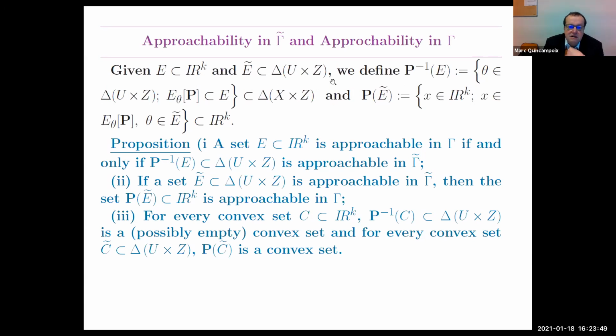Conversely, if I have E tilde a set of probability measures, I can define P of E tilde, the set of X in Rk such that X belongs to the expectation of the map P for every theta, when theta describes E tilde. So this map can associate to a set in delta U times Z, a convex set in Rk. And now we have this elegant property: a set E in Rk is approachable in gamma if and only if P minus 1 of E is approachable in the game gamma tilde.